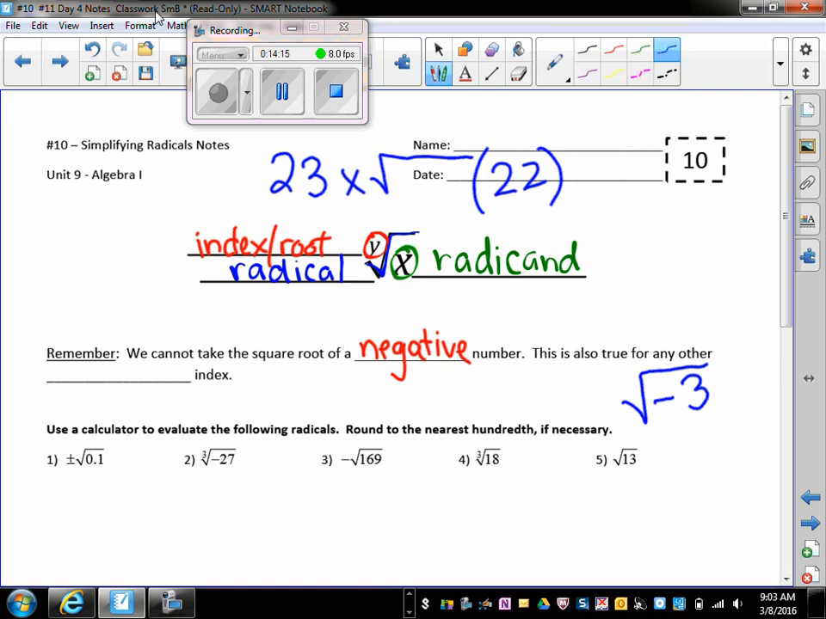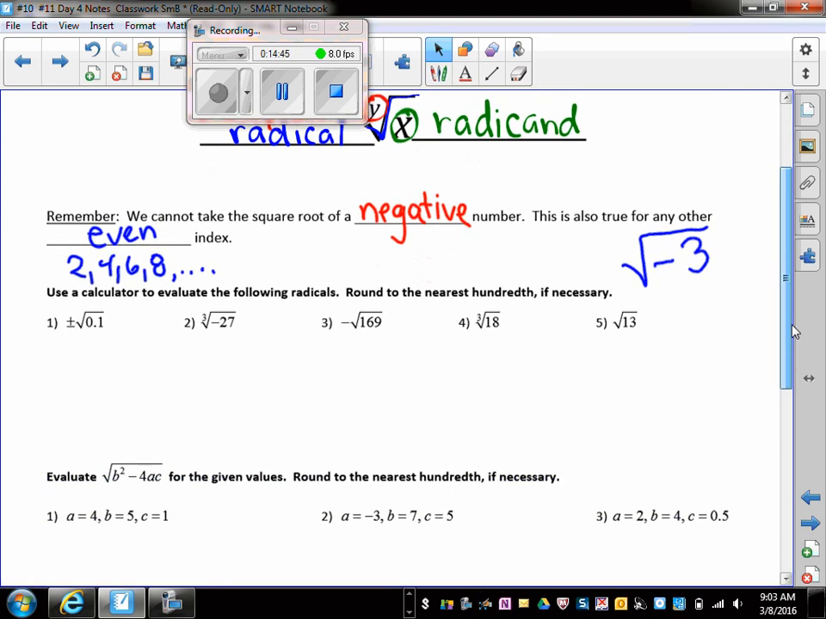This is also true for any other even index. So our root, if it's an even number, only evens, we cannot take the root of a negative number. So even numbers would be like 2, 4, 6, 8, so on and so forth. So the square root, the 4th root, the 6th root, the 8th root, we cannot take those of a negative number. Okay.